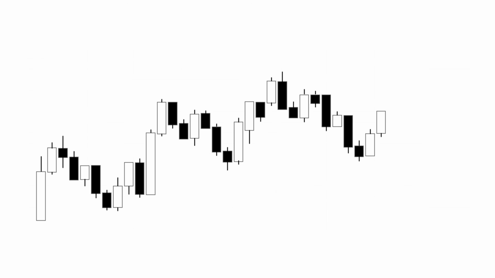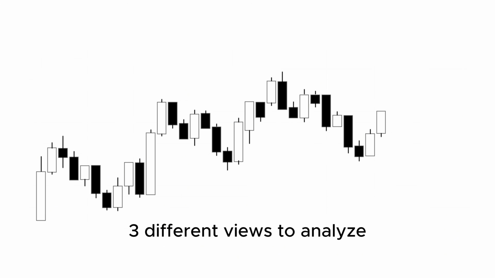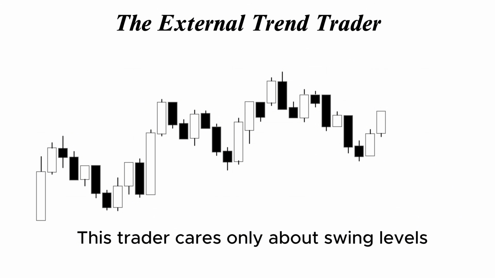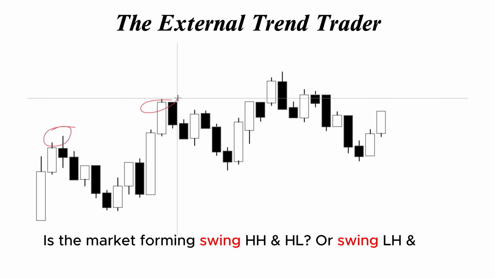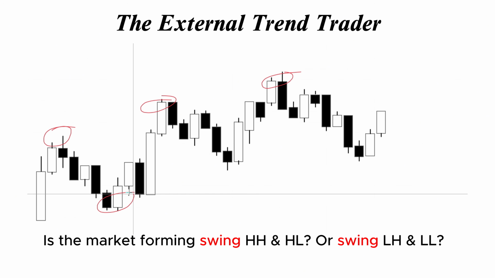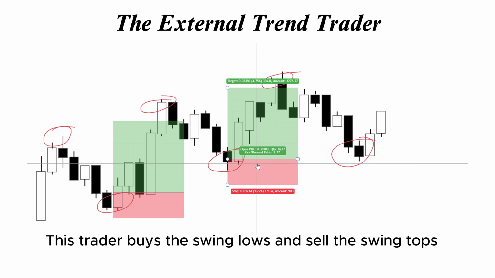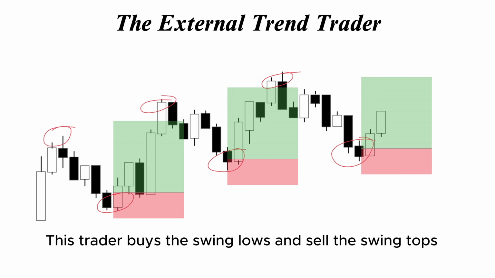Now, when we're looking at this chart, there are three different views that traders can analyze. The first trader is more focused on what the market is doing overall on the swing levels. He asks himself, is the market in an uptrend forming higher highs and higher lows? Or is the market in a downtrend forming lower highs and lower lows? This trader only looks to buy long at the swing lows and sell at a higher price near the swing highs.